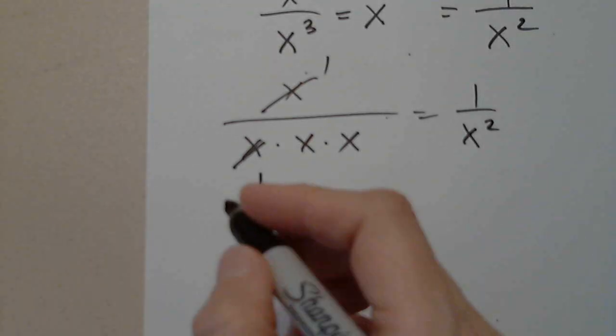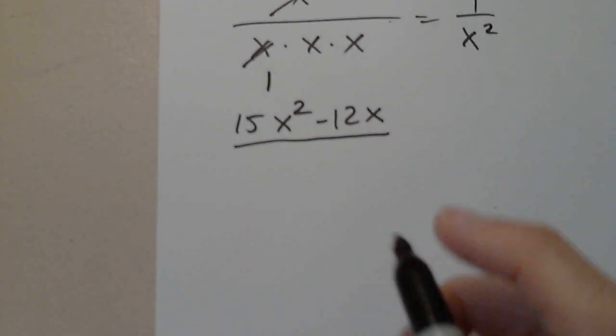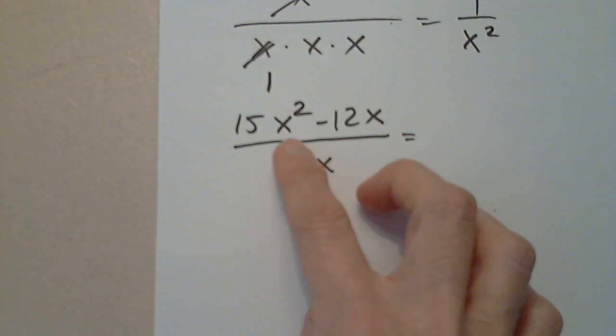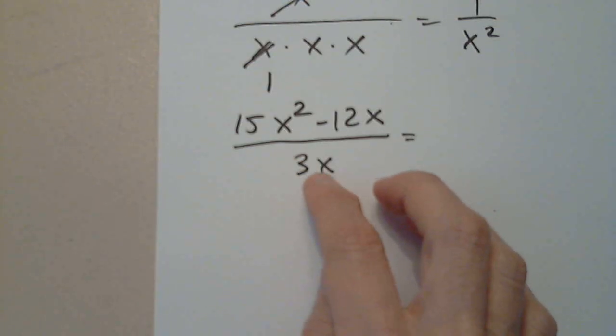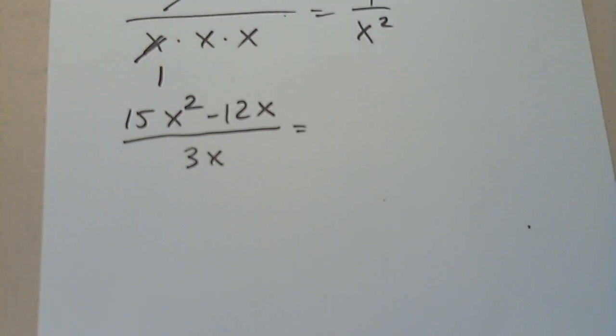Good. Let's continue. 15x squared minus 12x, everything divided by 3x. Let's work on this one for 1 minute. You can use option 1 or option 2. Why? Because the denominator is one term, option 1 works. Otherwise, it will not work. So we want to use option 1, meaning separate, or option 2, meaning factor out the greatest common factor.